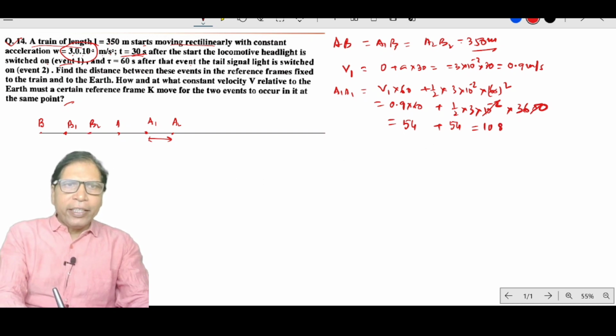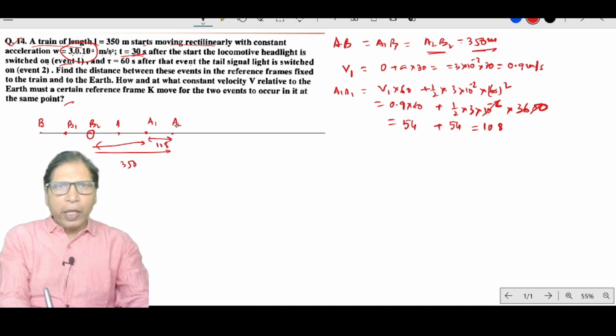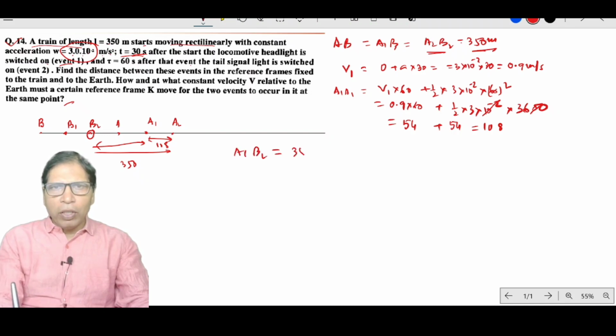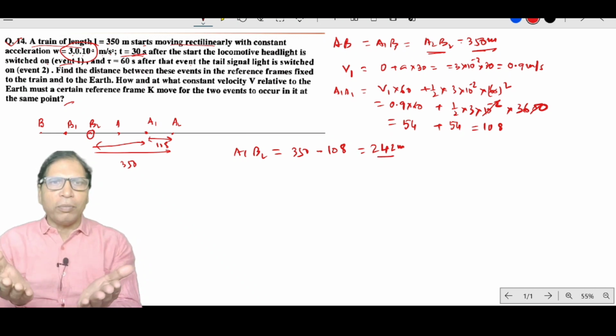At this instant, event 2 occurs at the point B. Now you know A2B2 is equal to 350 meter. We have to calculate B2A1. Okay. So here A2B2 is 350 meter and A1A2 is 108 meter. Therefore A1B2 equals 350 minus 108. So this is 242 meter. Therefore, the distance between two events is 240 meter.